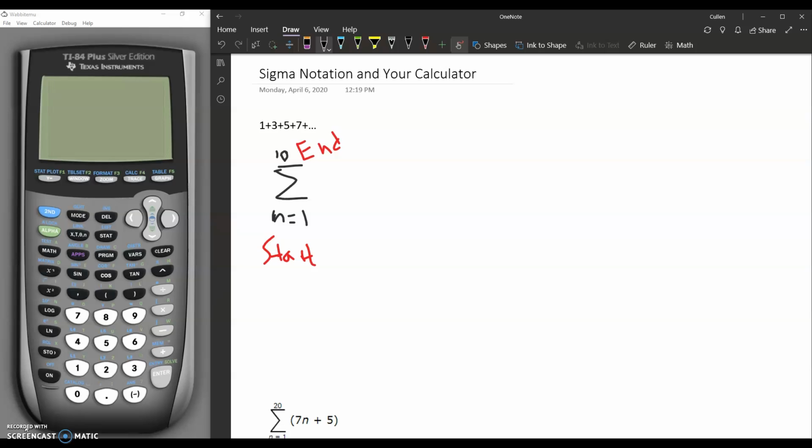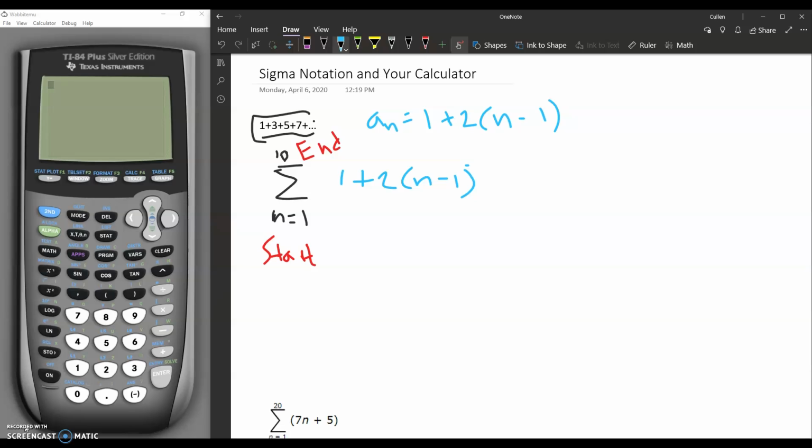Then the formula for this sequence right here, if you write it out, is an equals the first term, which is 1, plus the common difference. The common difference here is 2, and its equation is n minus 1. So this would be the sum of 1 plus 2 times n minus 1. That's what would represent that series right here.